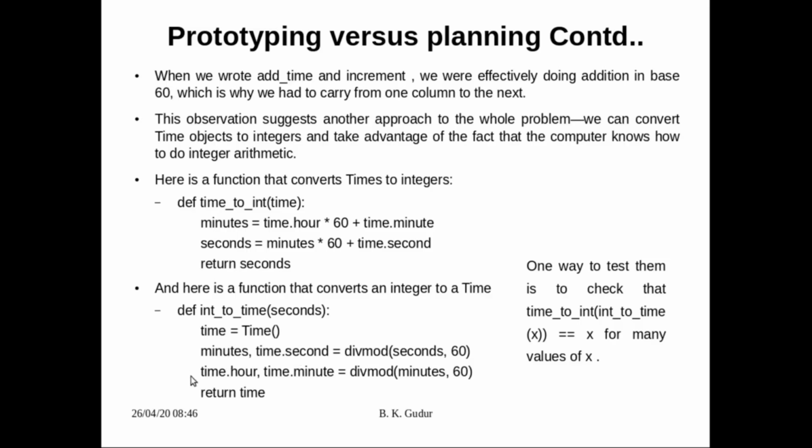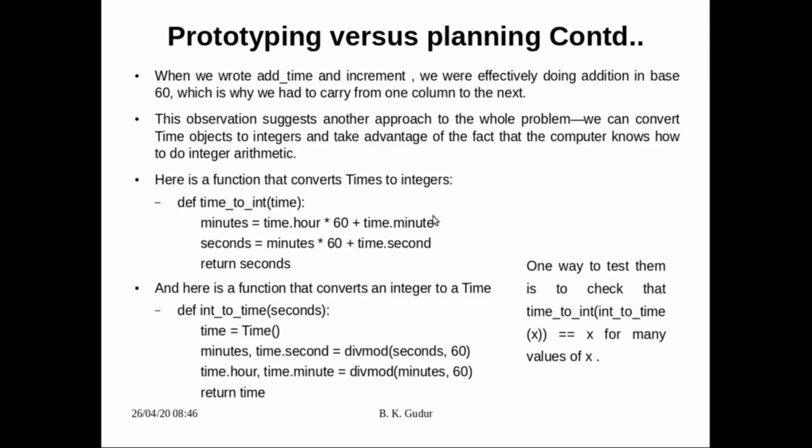Later, from the seconds we will get minutes and the remaining seconds. Afterwards the same thing applies to the minutes. Here we'll say how many minutes there are. We divide those minutes by 60, so that we get the number of hours and then the remaining minutes, and later we return this time object. I hope both the functions are clear to you.